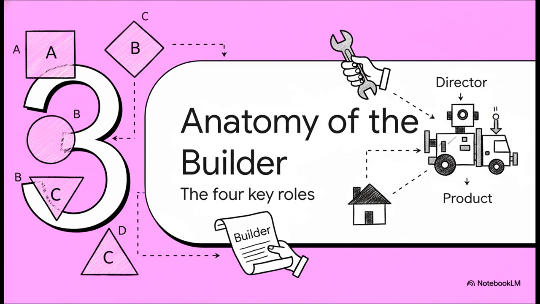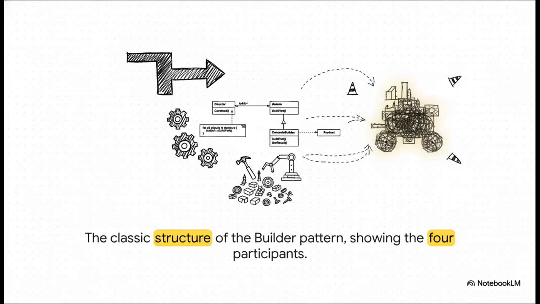Okay, so now that we get the big idea, let's pop the hood and look at the formal structure. There are 4 key players that work together to make this all happen. This here is the classic blueprint. It's kind of like ordering a pizza. The director is you, the customer, who knows what you want. The builder is like the menu. It defines all the possible steps. You can add dough, add sauce, add toppings. The concrete builder is the actual chef, the one who knows how to make a specific pizza, like a margherita. And the product? Well, that's the delicious pizza you get at the end.